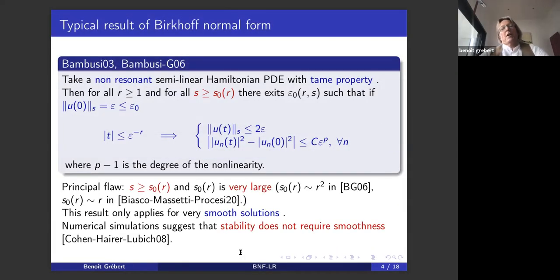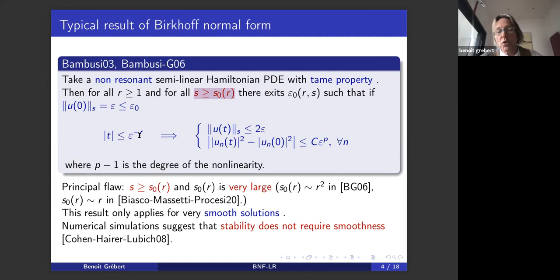What I want to say, well, maybe, of course, I like this result, but the problem is that S is large. S has to be bigger than S0 of R, and S0 is actually very, very large and depends on R. So in the paper with Dario, what we had is S0 of R of order R squared. And actually, in some recent paper by Biasco, Mazzetti, and Procesi, they obtained S0 of order R. But anyway, when you want a very long time, you want R very large. So you have to impose a very high regularity on your solution.